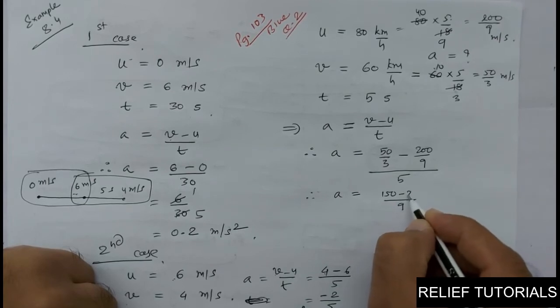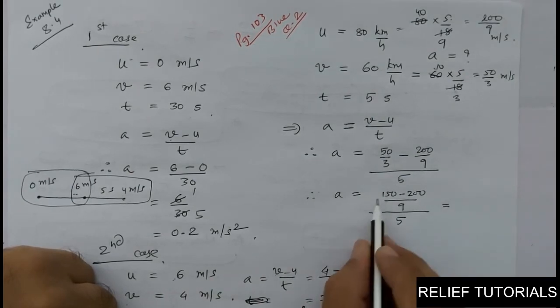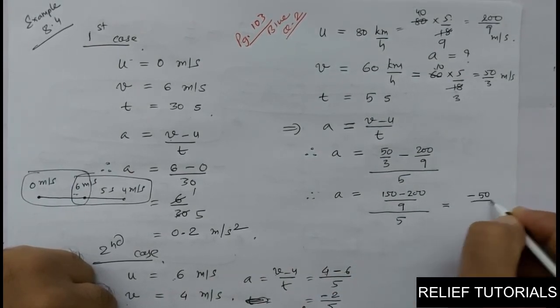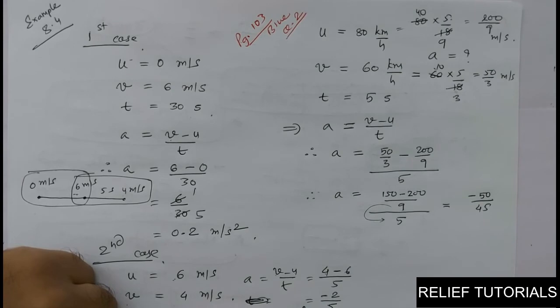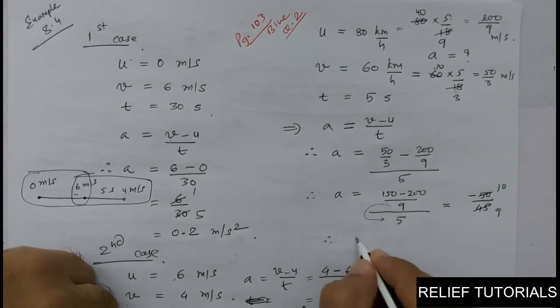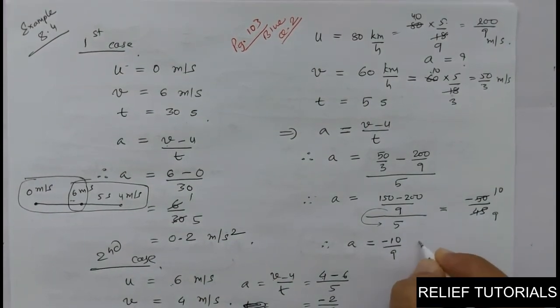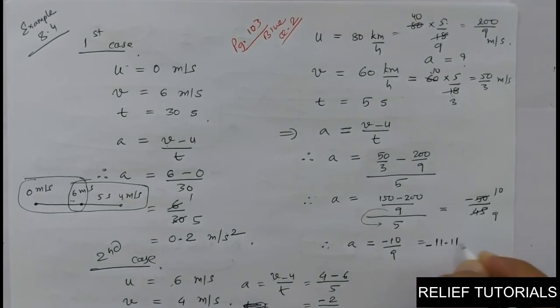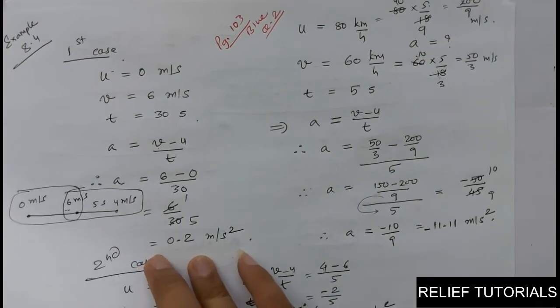So it's 150 minus 200, and that is divided by 5. Now 150 minus 200 is minus 50, and this 9 goes to the denominator, so 9 5s are 45. Okay, so now 5 9s are 45 and 5 10s are 50, so minus 10 by 9. So acceleration A here is minus 10 by 9. Now if you want to convert it into decimal, it is minus 1.11 meter per second square. This is the acceleration. It's actually retardation.